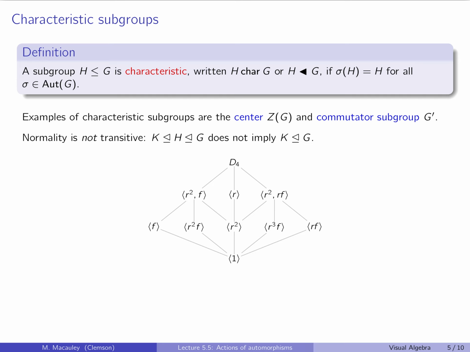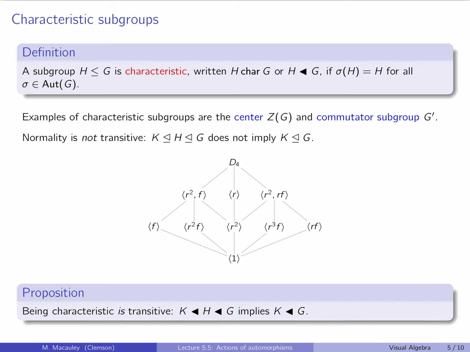If it were true in general, then anytime we had a group of order 8, 16, in general 2 to the n, every subgroup would be normal by repeating this argument. And of course that's not true. However, being characteristic is transitive. So if K is characteristic in H, which is characteristic in G, then K is characteristic in G. I'm going to leave that as an exercise because this is one of those side topics that's fun to explore, but it's not really crucial toward the rest of the class.